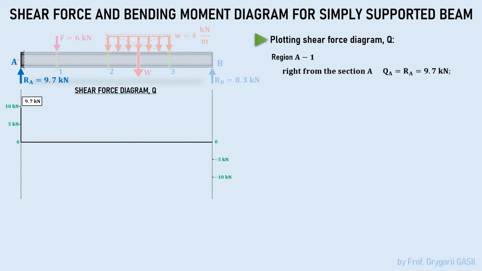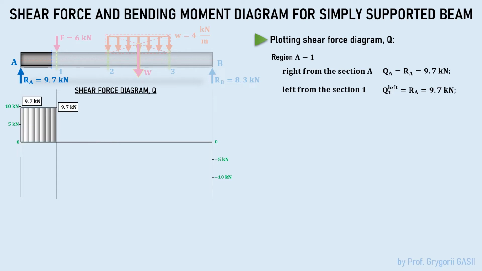Now we successively apply the same technique to determine the shear force in other spots. Cut the beam as close as we can on the left side of section 1. In this case, as in the previous one, the shear force is equal to the support reaction at point A. Great! We got the value of shear force that occurs along region A1. Plot it on the diagram.